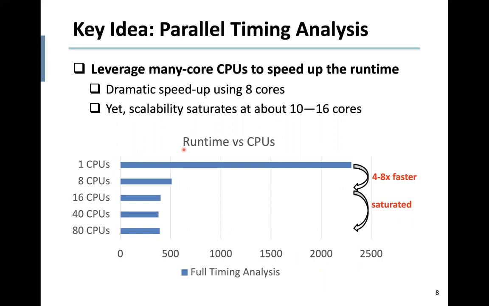For example, here we have a runtime for a full timing update on a million-gate design using one CPU. It takes about 200 seconds to finish. With 8 CPUs, we can reduce the runtime and achieve 4 to 8x faster. However, after 16 cores, the runtime does not improve anymore.